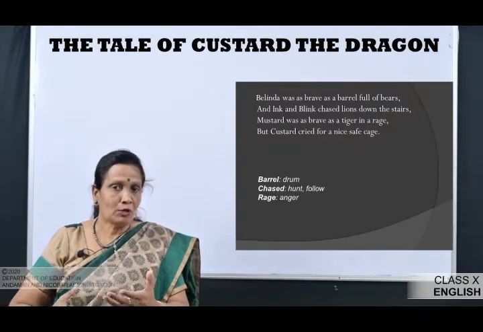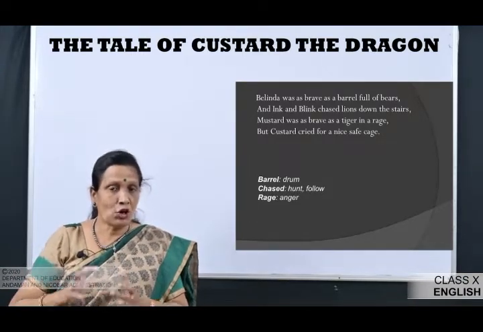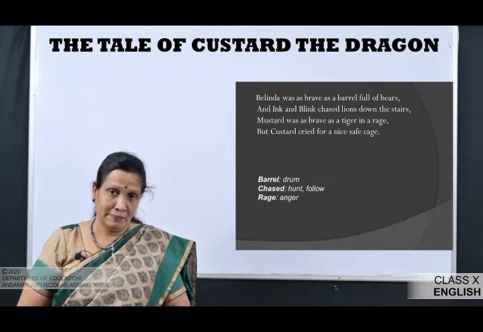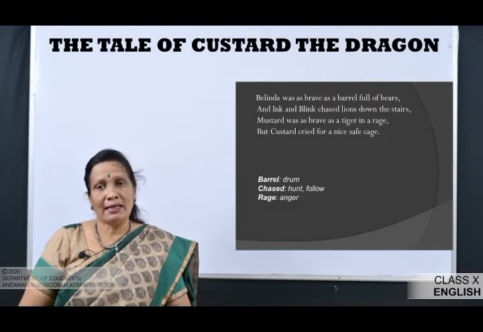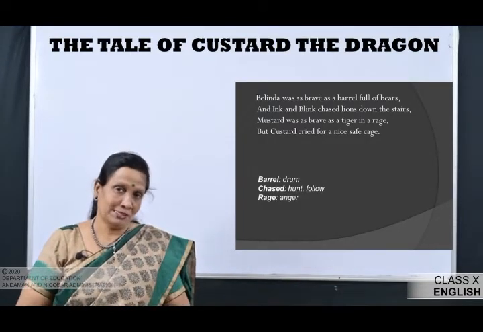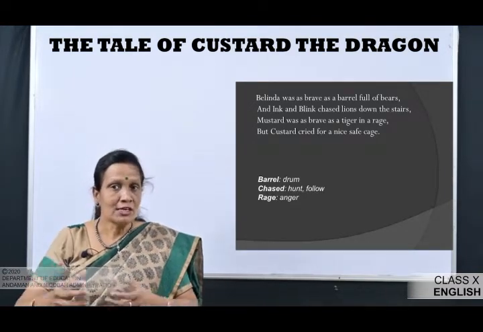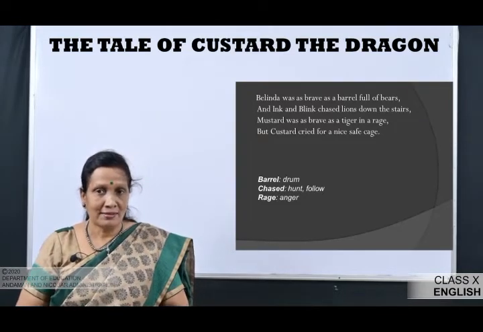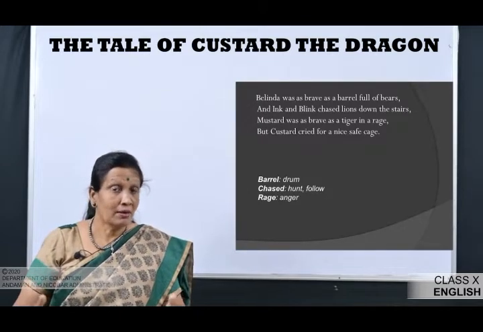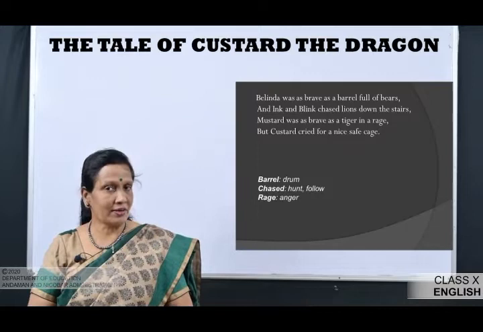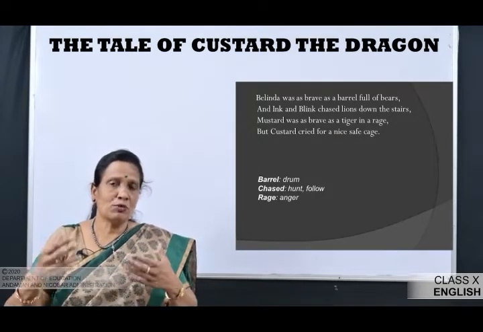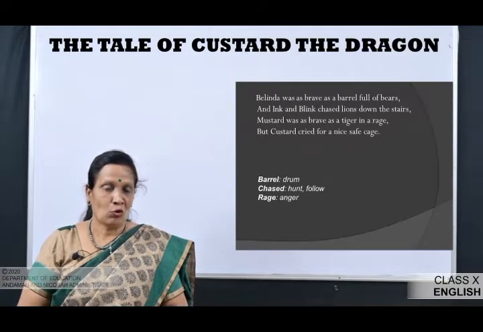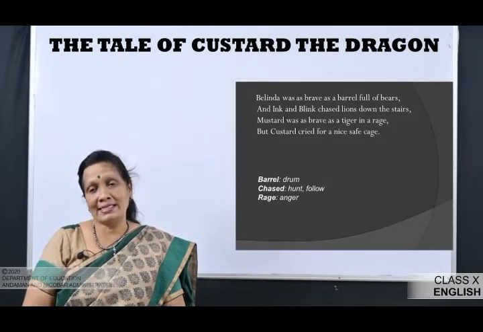So now again in this stanza, the poet talks about the qualities of the characters. He talks about their inner strength and their bravery. He says Belinda was as brave as a group of bears. Okay, she was brave. And Ink and Blink, children, you remember Ink and Blink? The kitten and the mouse. The black kitten and the grey mouse. So they were so brave that they could chase even the lions. They could scare the lions. They could chase the lions down the stairs. So they were brave. And Mustard was as brave as a tiger in a rage. Rage here means an angry tiger. So Mustard was as brave as an angry tiger. But Custard, what about Custard? Custard cried for a nice, safe cage.